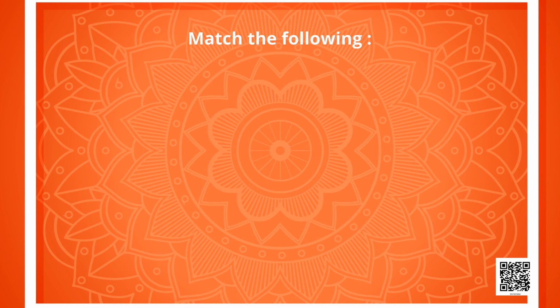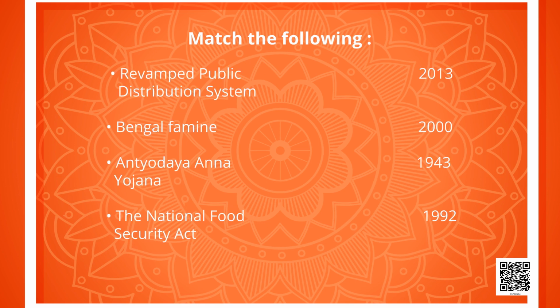Now, let's match these columns. RPDS or Revamped Public Distribution System. It was introduced in? Yes, 1992. Next, we have Bengal Famine. Bengal Famine occurred in? Yes, 1943.